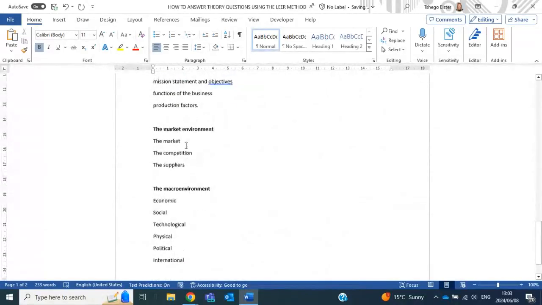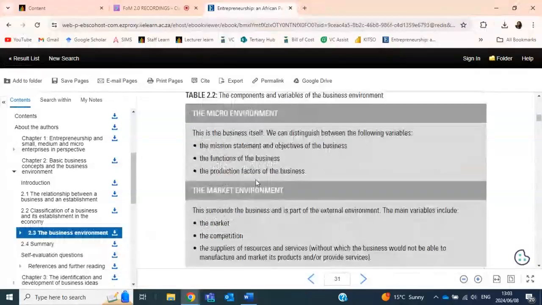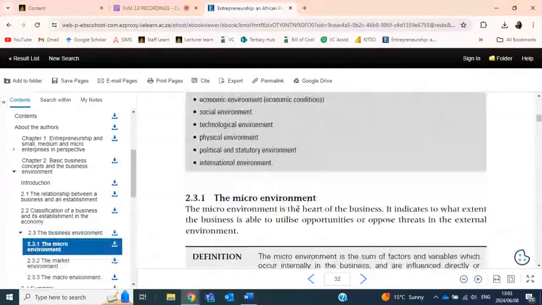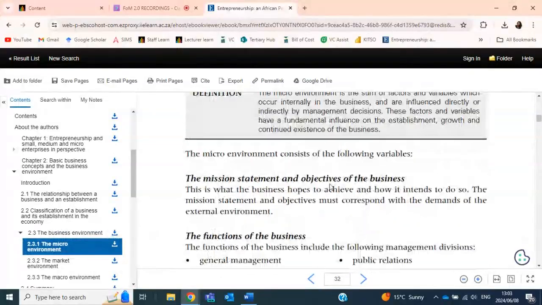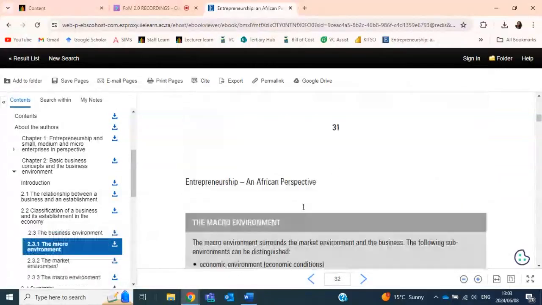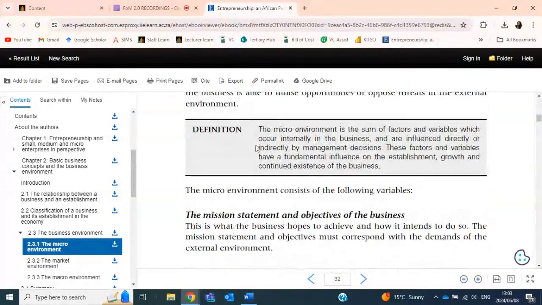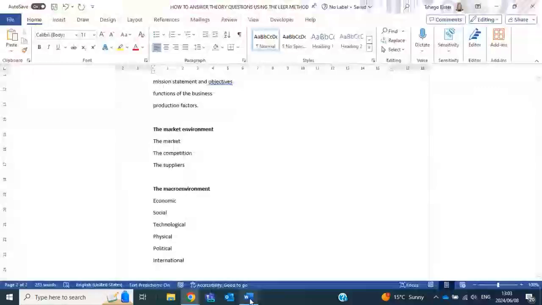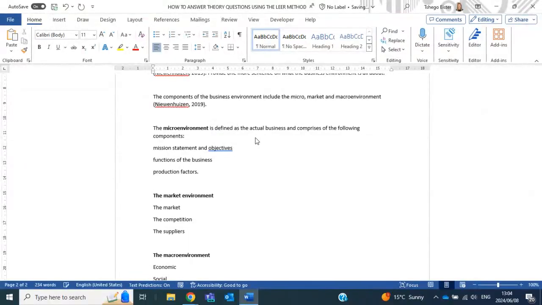So when we get here and we look at, for instance, the market, right? We're going to go back to our textbook and we're going to say, okay, the market. Now we're going to go to the discussion on the market. Here is the market. Wait, not the market. My bad. I wanted to start with the first one, which is the microenvironment. The microenvironment, is the definition, right? So again, let's see, did we describe the microenvironment? Yes, it is defined as the actual business, right, and composes of the following.